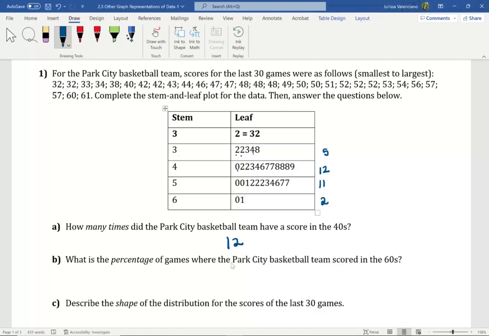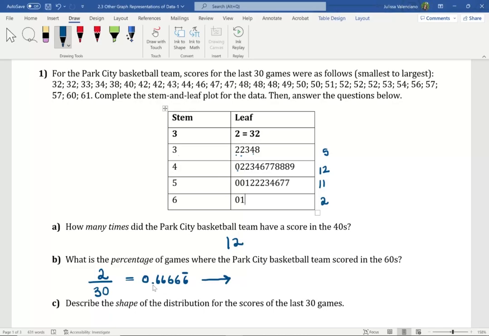If I want to find the percentage of games where the Park City basketball team scored within the 60s, I need to go ahead and create a fraction first. The fraction is going to represent the number of times we had a score in the 60s out of the total number of games. So that is 2. 2 data values are within the 60s out of the 30 games. Okay. Now we can go ahead and take a calculator. 2 divided by 30 is equal to 0.6666, repeating. Now we need a percent, so we need to go ahead and multiply by 100.